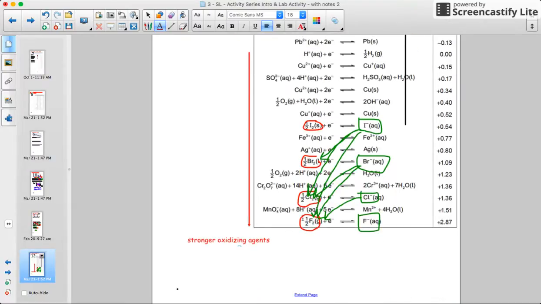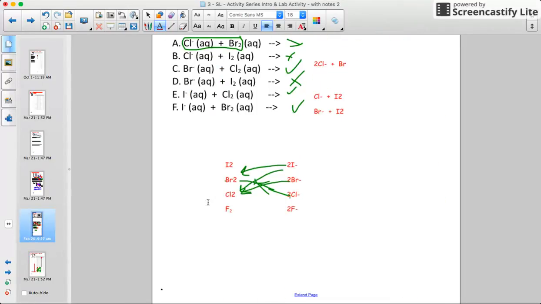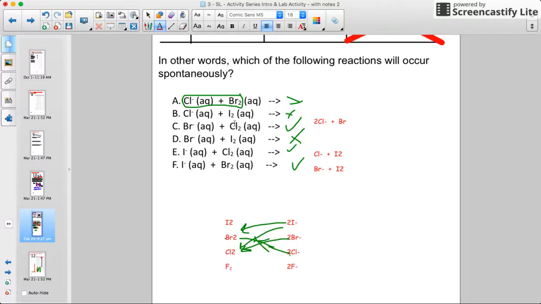Fluorine, being the most electronegative element, is the strongest oxidizing agent, and you should be able to come up with the ranking of these 4 halogens on your own, like I did down here, and use that to be able to predict any of the combinations, which of them will actually lead to a spontaneous reaction.